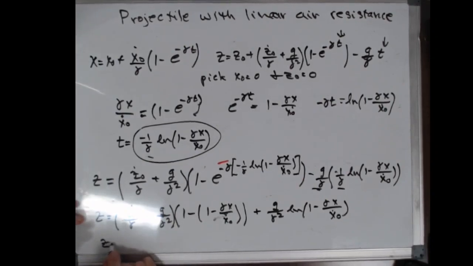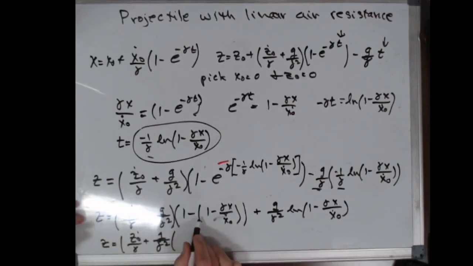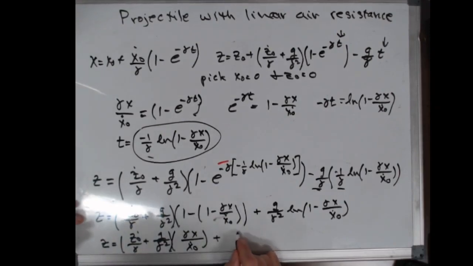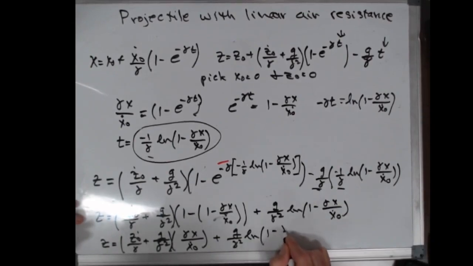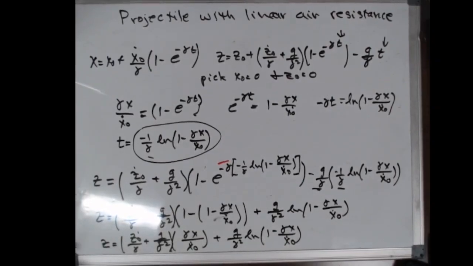And if I do one more line here, I get z naught dot over gamma plus g over gamma squared times, so it's 1 minus, so this just becomes gamma x over x naught dot, right? Because the ones go away, and the minus becomes a plus, plus g over gamma squared log of 1 minus gamma x over x naught dot, like that. That gets my z in terms of my x.